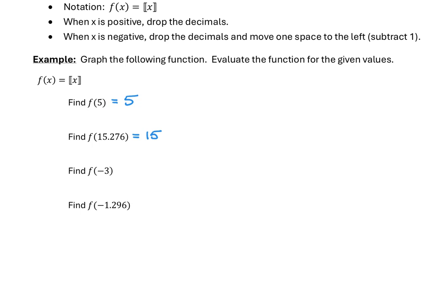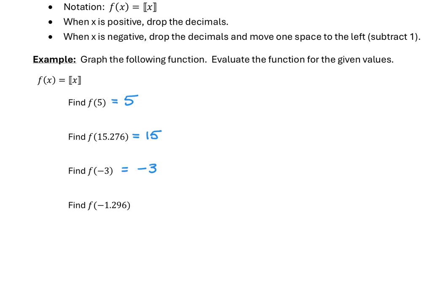For the positive numbers, this is pretty easy. Drop the decimals, you're done. Now, when we look at negative numbers, we do want to be careful. Negative 3 is an integer, and so f of negative 3 is equal to negative 3. We don't have any decimals to work with, and so we're done.